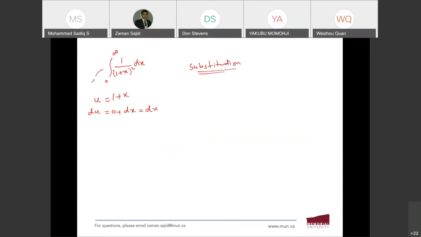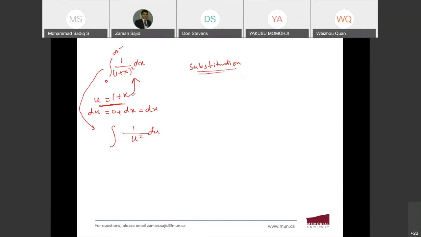Now when I substitute this definition into the integral, it will remain the same: 1 over u squared, and dx should be replaced by du. There is one thing you need to take care of here. These limits are associated with x, not with u. So using your substitution equation, you will identify the new limits for your u variable.